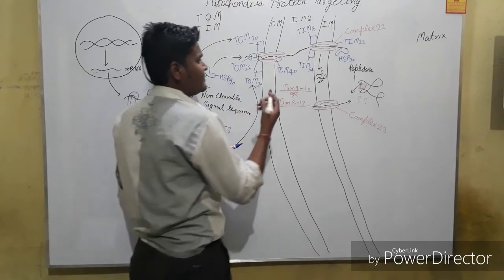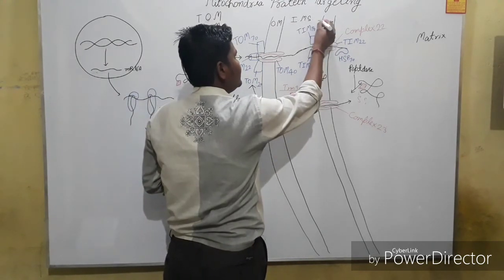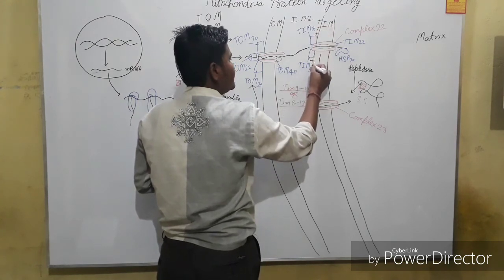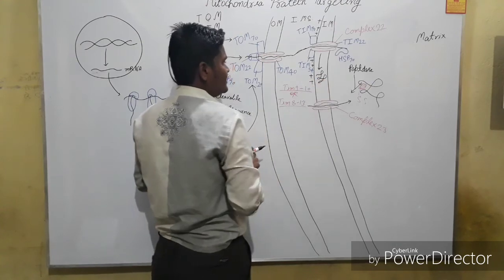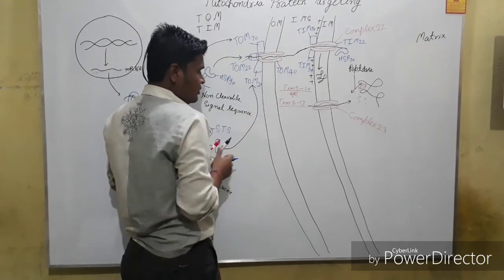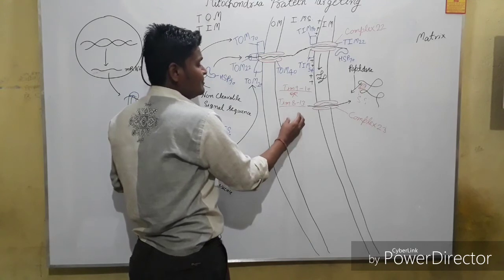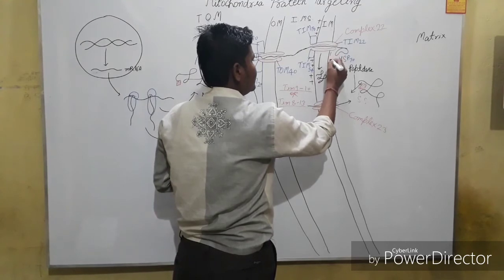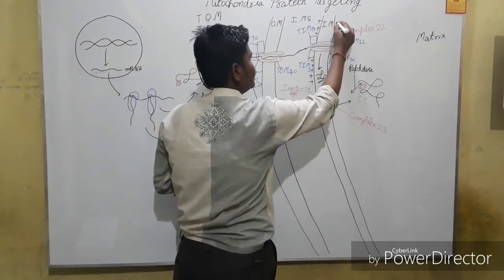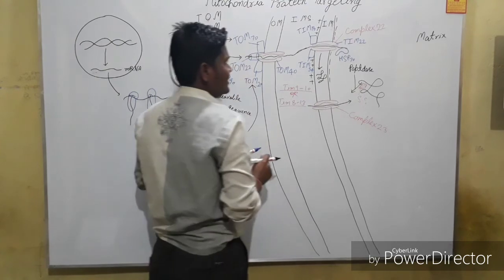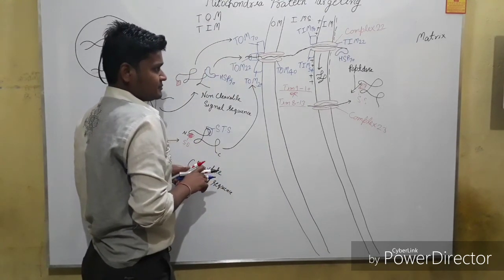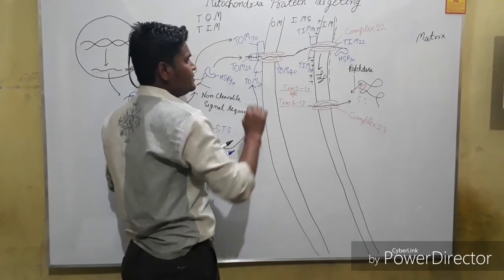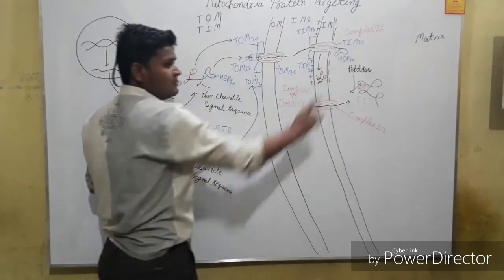Another thing that also helps is the gradient. We know that hydrogen ions are more abundant in the intermembrane space of mitochondria, and the matrix side is negatively charged. We all know this. It also helps in pulling the protein inside the matrix.